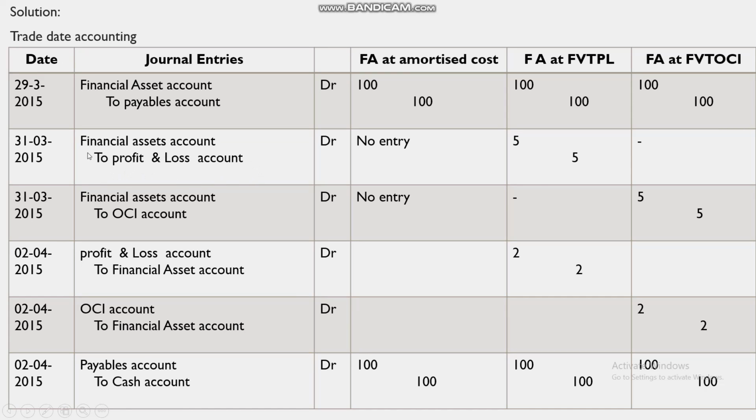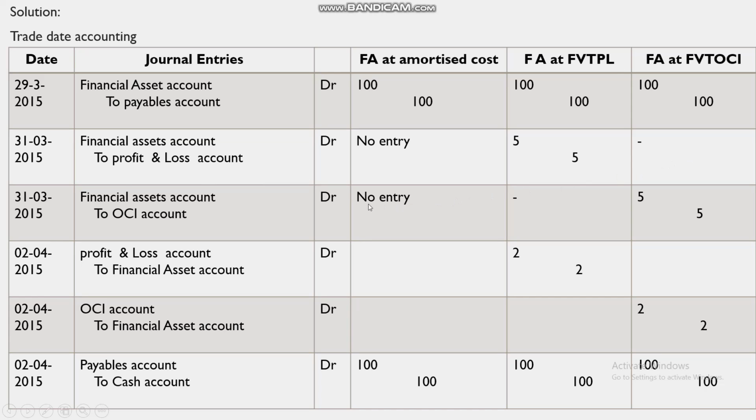Why is the profit and loss account credited? Credit all incomes and gains. So 100 was the value and it increased to 105 lakh. The 5 is the profit for us. That's why the entry is financial asset account to profit and loss account. 5 is the profit here. At fair value through profit and loss account only, we are going to write it like this.